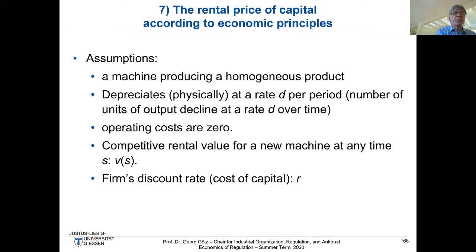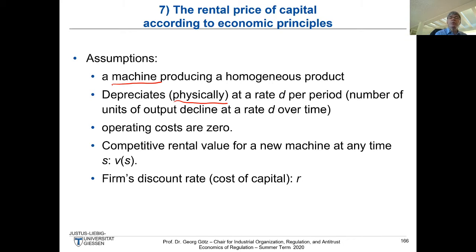We make an investment in a machine, which produces a homogeneous product, like say electricity. And this machine depreciates. And here life is simple because it depreciates physically at a certain rate d. What does it mean? If this machine turns out, say, 10 million units today and the depreciation rate is 10%, it will only turn out 9 million units next year.